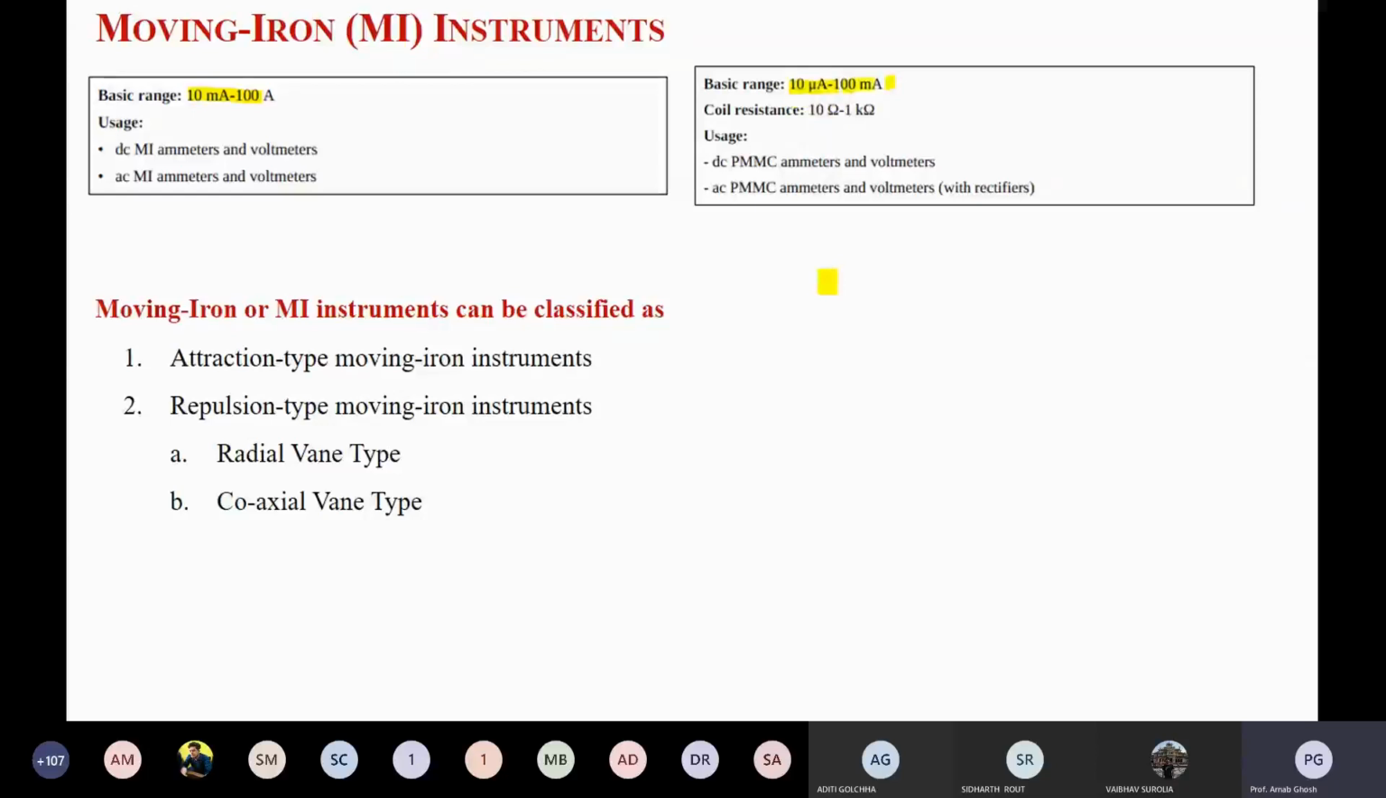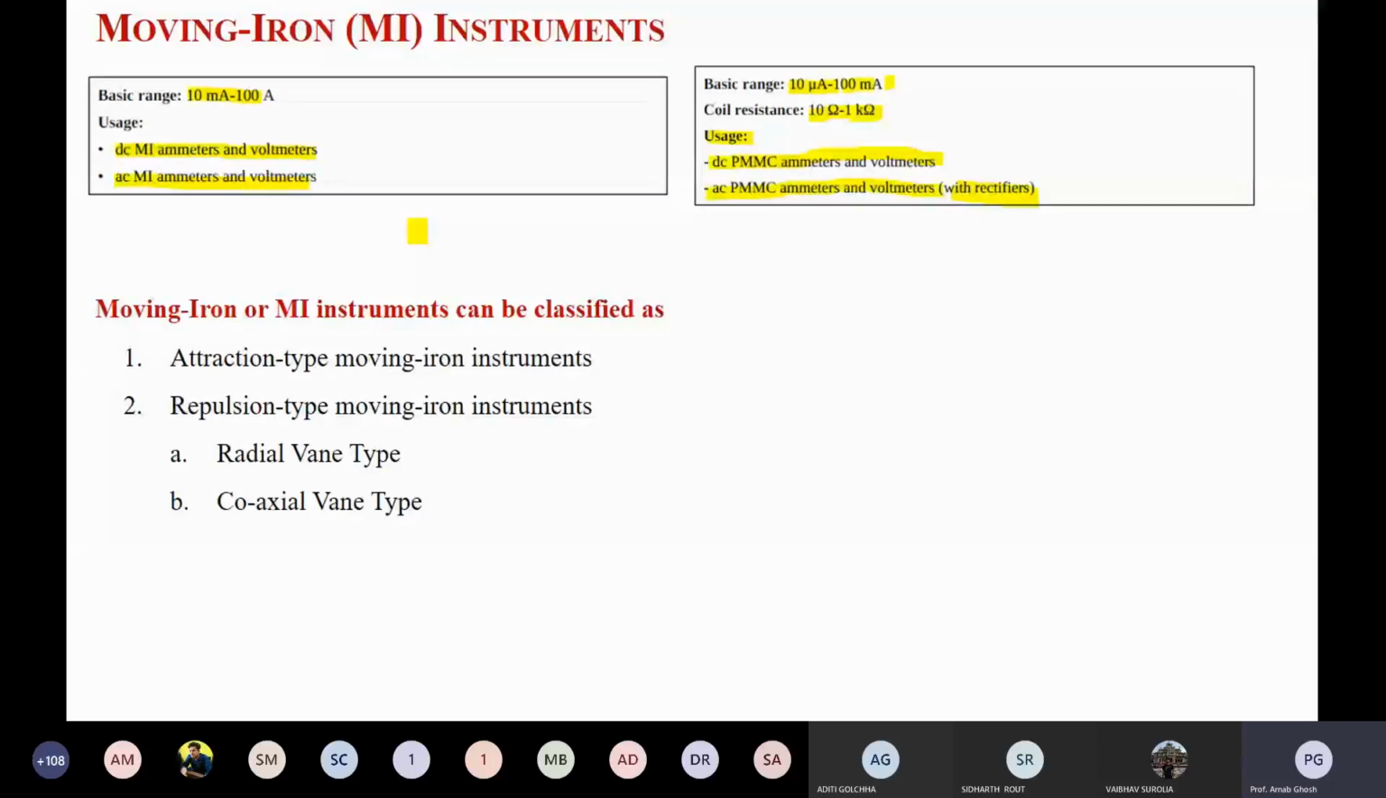The uses are DC MI ammeter and voltmeter, and AC MI ammeter and voltmeter. The coil resistance is 10 ohm to 1 kilo ohm. The uses are DC PMMC ammeter and voltmeter, and AC PMMC ammeter and voltmeter with rectifier in case of PMMC. So this slide consists of the comparison of moving iron and permanent magnet moving coil instruments.